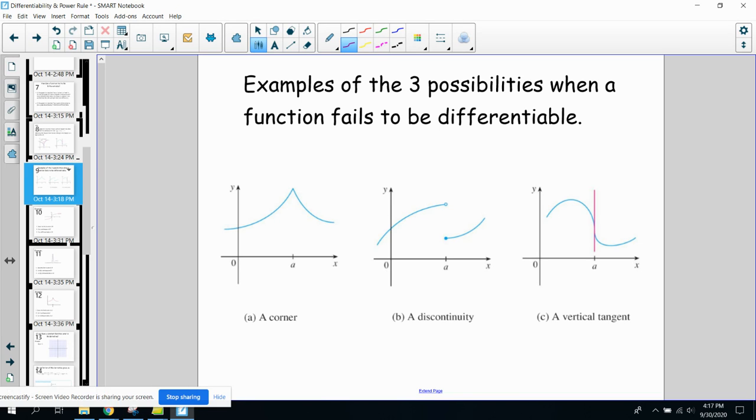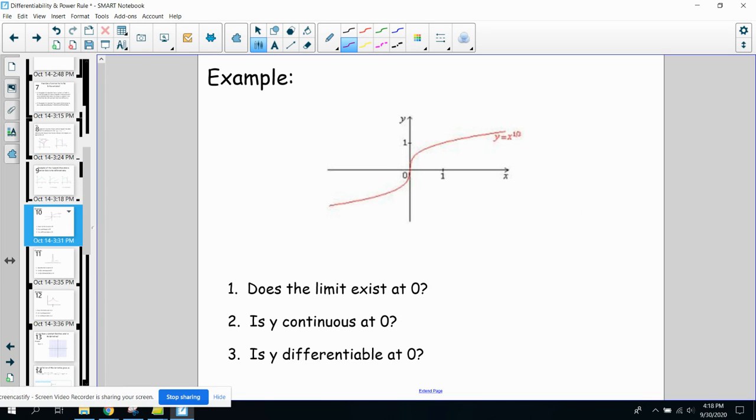In the second one, where you have a discontinuity, we can see there's a jump discontinuity. So the limit from the left and the limit from the right are going to be different. And then in C, a vertical tangent, again, the tangent line would be undefined. So since you don't have a defined tangent line, you don't have a derivative at that point. Then we're just going to look at each individual case again, just to make sure we understand.